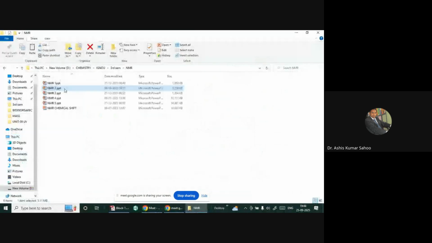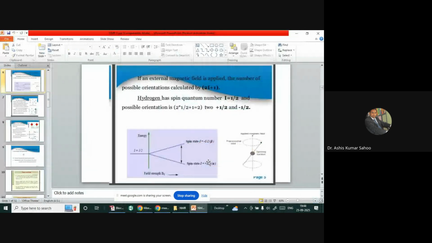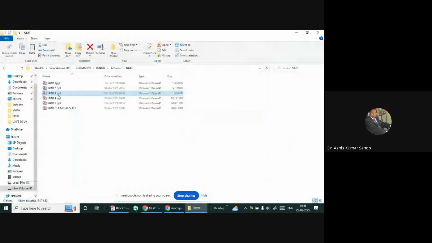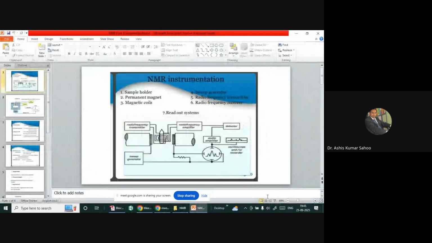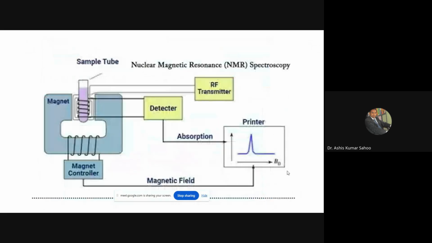Just a minute. Yes. These are the theory, so we are not talking about this. Just a minute. This is the instrumentation of NMR: sample holder, radio frequency transmitter, magnetic coils, etc. You can see this example table, it is clear.